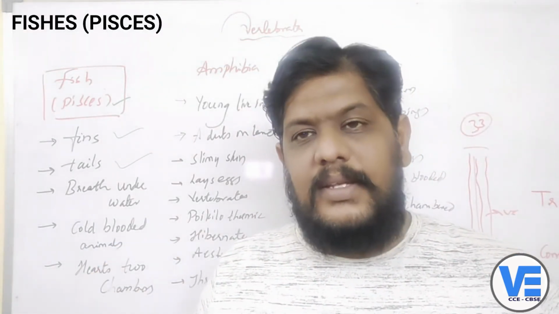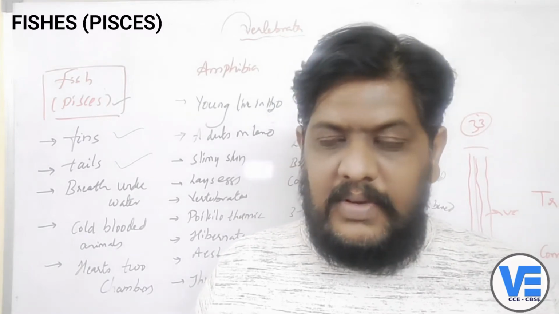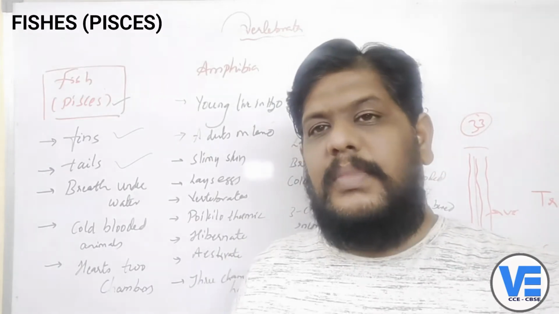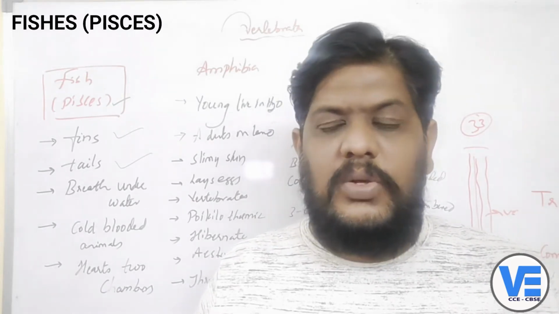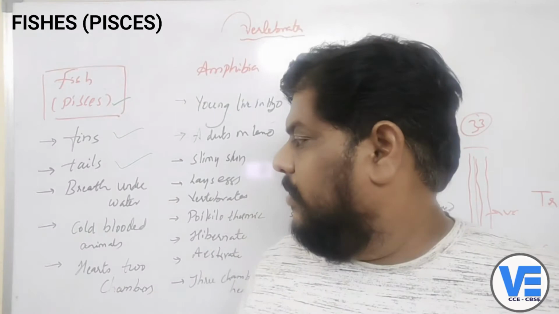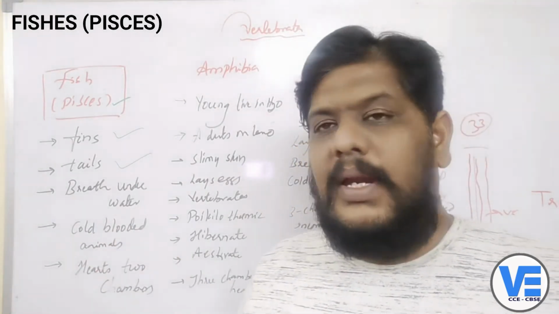So their body temperature varies with the temperature where they survive, where they live. If their habitat is a marine habitat, the temperature will be different, and their body temperature also will be different. So those kind of animals are usually called the cold-blooded animals.